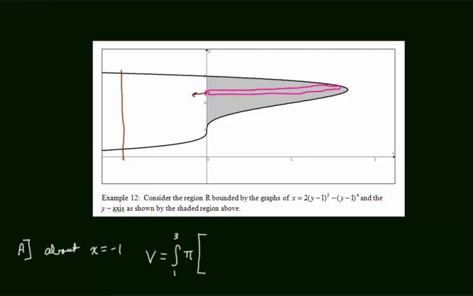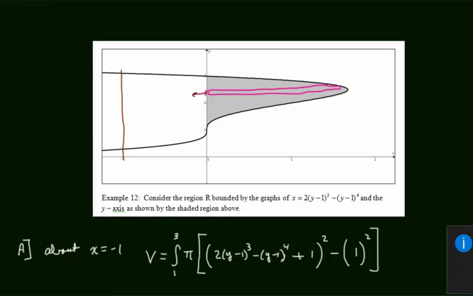And now we need outer radius. Now the outer radius is a big mess. It's 2y minus 1 cubed minus y minus 1 to the power of 4 minus a -1, so +1. That whole thing is the entire outer radius, and I have to square it. And then I have to subtract the inner radius, which is going to be 0 minus -1, or simply 1 squared. This is the review type. Pi outer radius squared minus inner radius squared, and then the thickness.